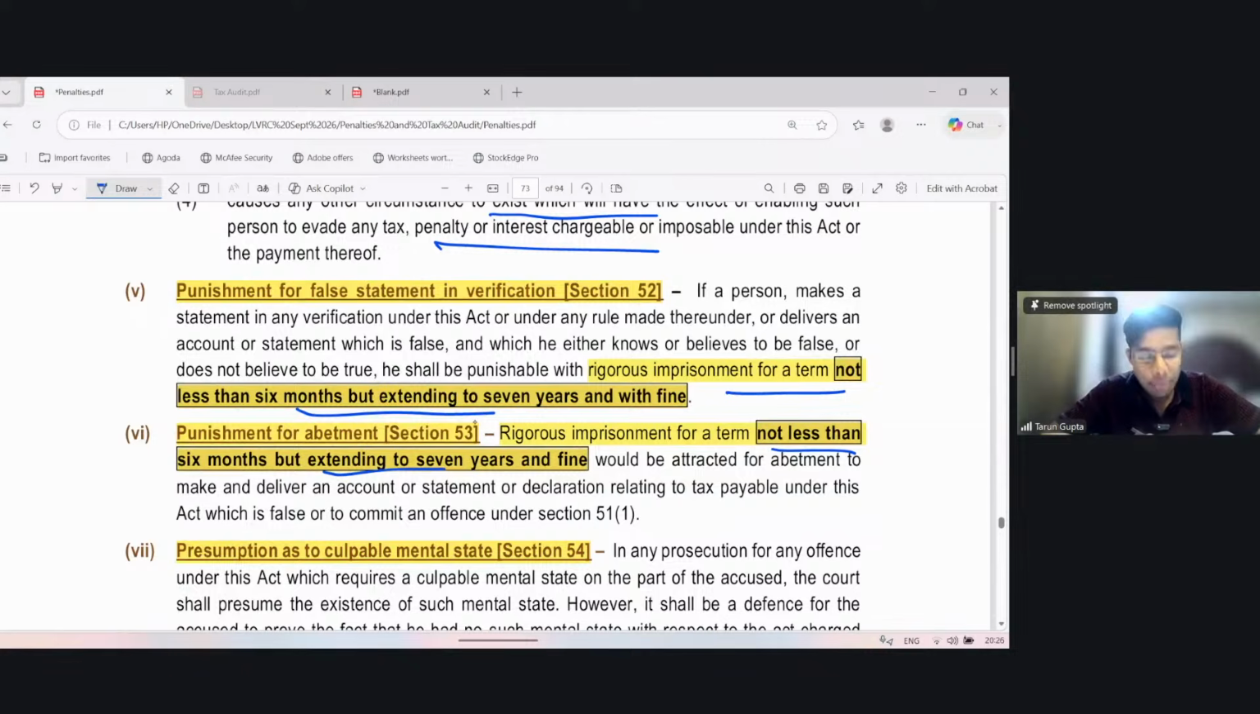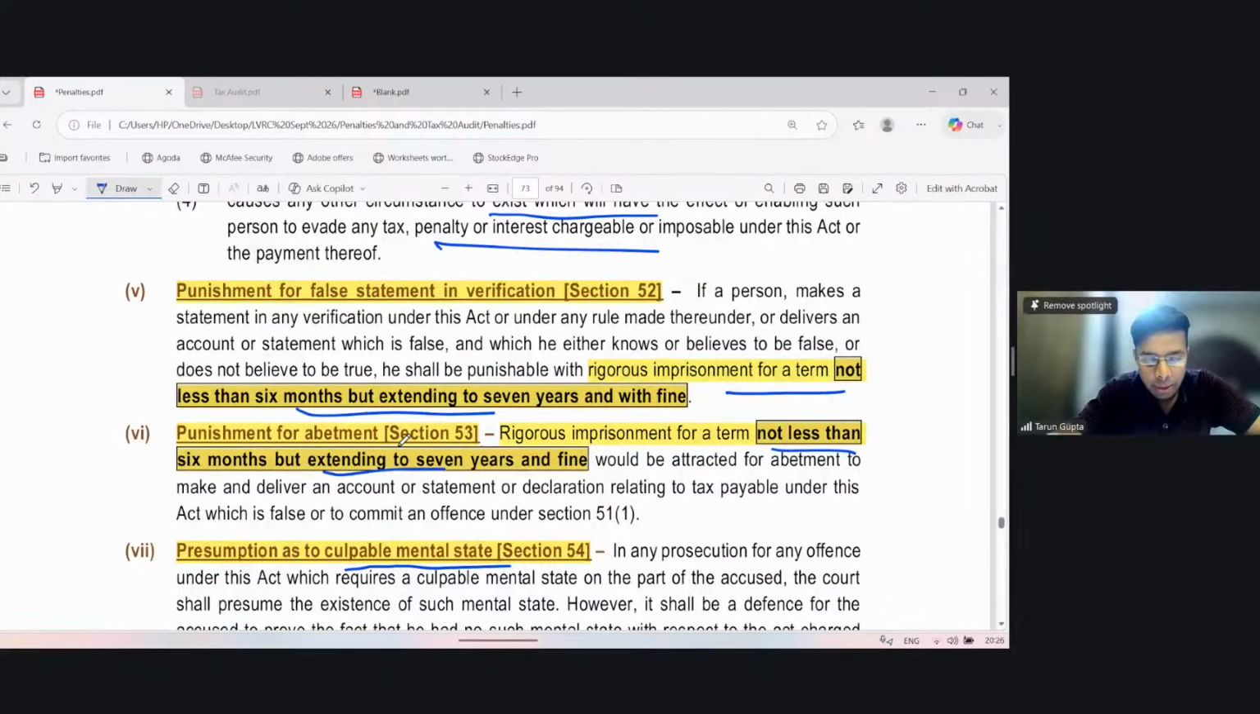Now, similar to income tax, there is also a presumption of a culpable mental state. As we discussed in income tax, the court shall presume the existence of mens rea. Mens rea means culpable mental state, meaning the default is committed intentionally. And the assessee has to prove that there was no such mens rea, no such culpable mental state.